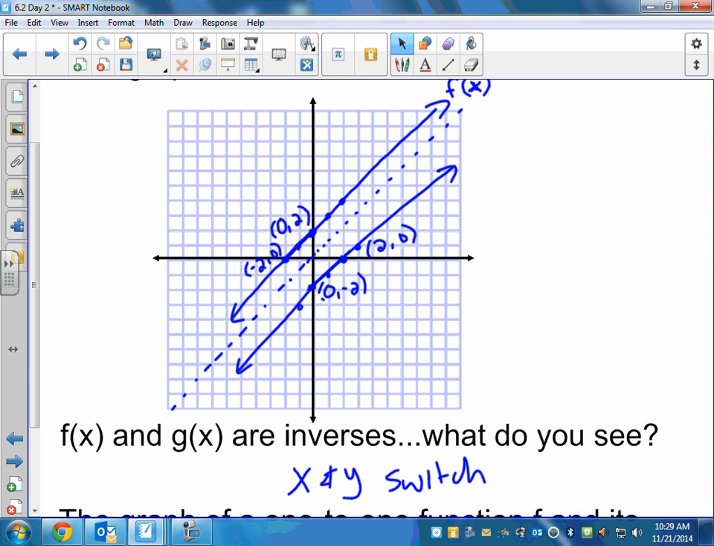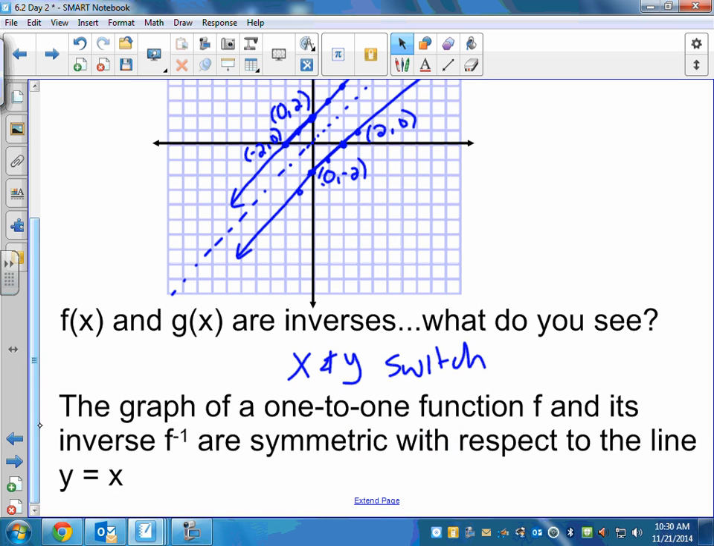So some of your homework, they ask you to find the inverse and graph it. They're not going to be crazy terrible graphs, but they could be lines, they could maybe be a square root and a quadratic or something. But if you have to graph them, graph one, and you can just switch the x and the y to graph the other one, okay? Symmetric with the line y equals x.